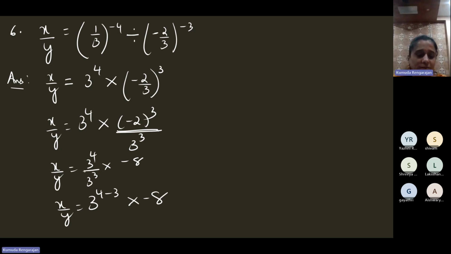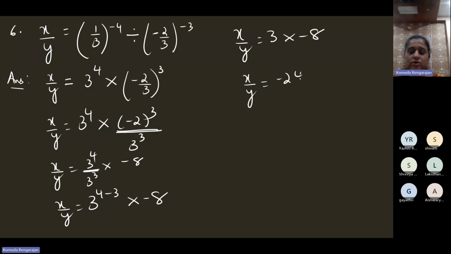So now when the bases are the same and it's a division, we subtract the powers. So 4 minus 3. So we have x by y is equal to 3 to the power 1, which is 3 into minus 8. So x by y is equal to minus 24. So now we need to find x by y to the power minus 2.